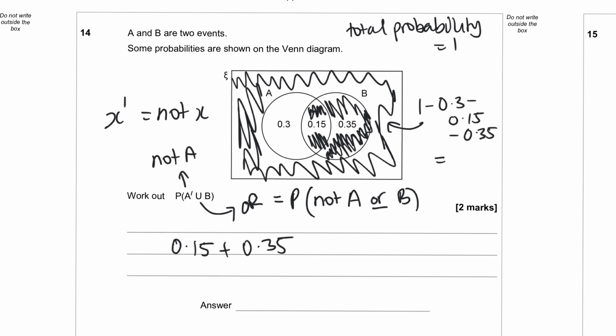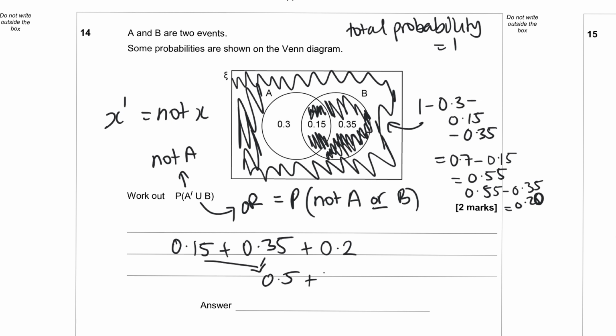And that's going to leave us with, so 1 minus 0.3 is 0.7. 0.7 minus 0.15 is equal to 0.55. And 0.55 minus 0.35 is equal to 0.2. So if we do the 0.15 plus the 0.35 plus the 0.2, 0.15 plus 0.35 leaves us with 0.5, plus 0.2, and we're left with an answer of 0.7.